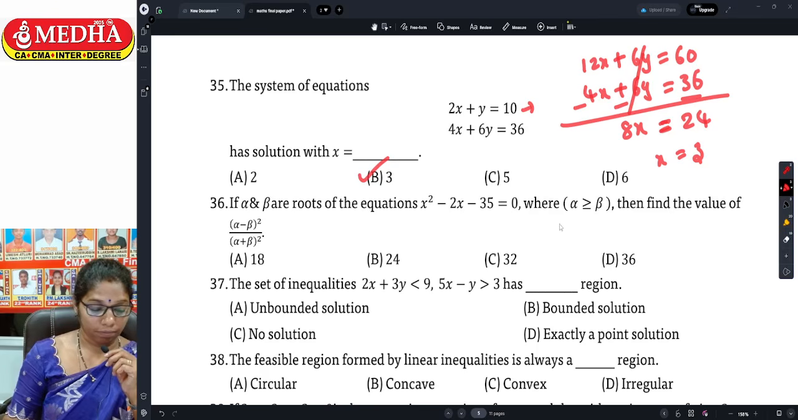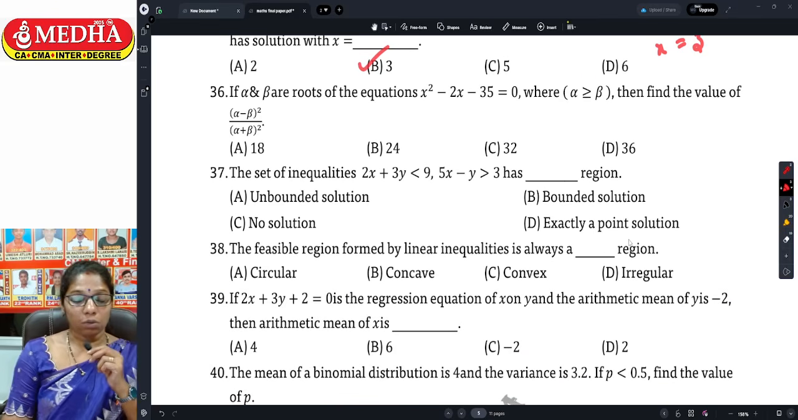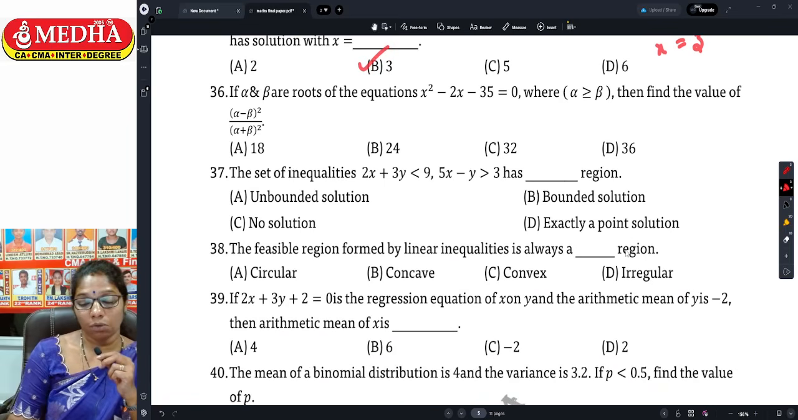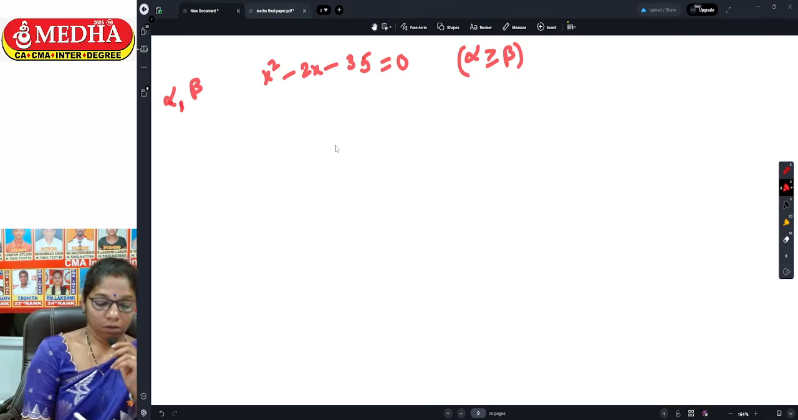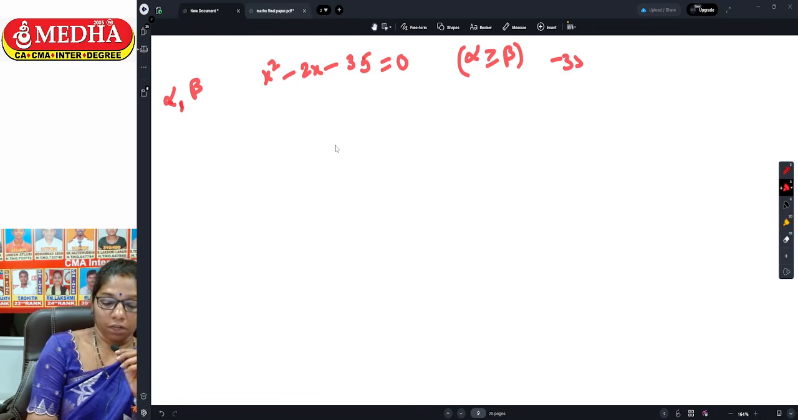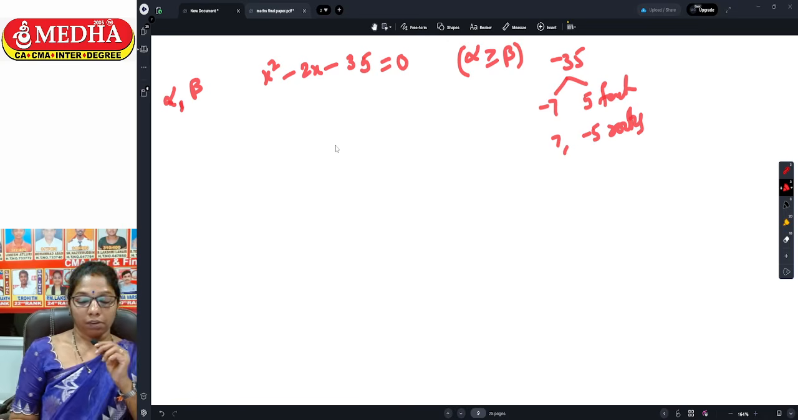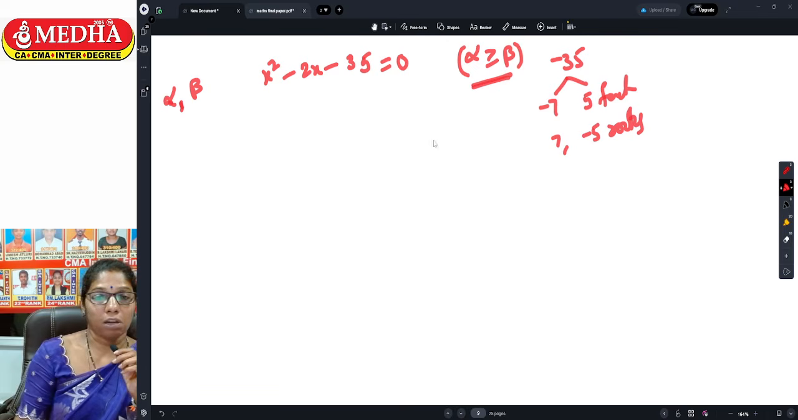Question number 35. And next one, if alpha and beta are the roots of x square minus 2x minus 35 equal to 0, then find the value of alpha minus beta whole square by alpha plus beta whole square. We can do this sum in two ways only. By using the sum of the roots and product of the roots, or by solving for alpha and beta. By solving this, we can factorize. 35 with minus 35, so minus 7 comma 5 are factors and 7 comma minus 5 are roots. Here it is clearly mentioned alpha is greater than beta. So consider alpha as 7 and beta as minus 5.